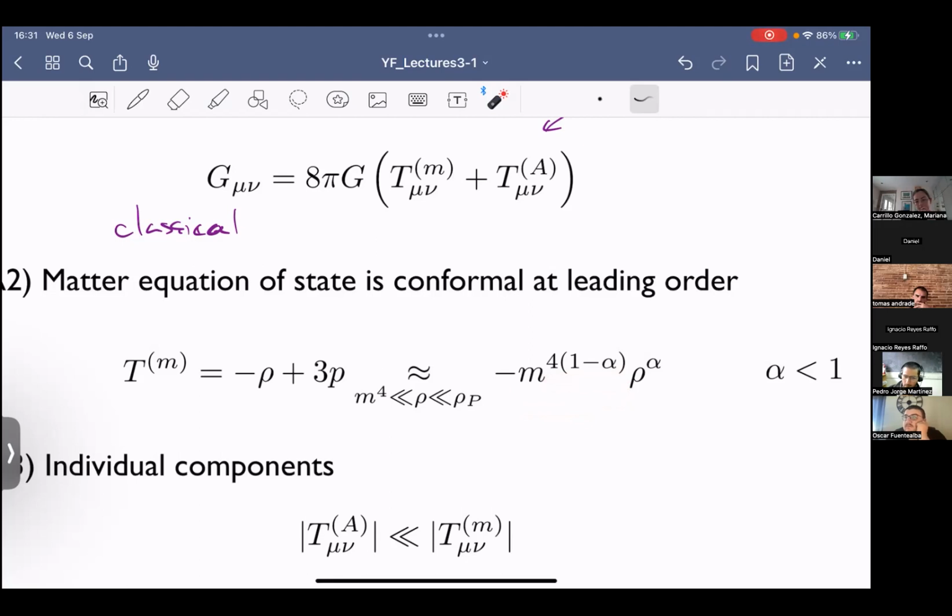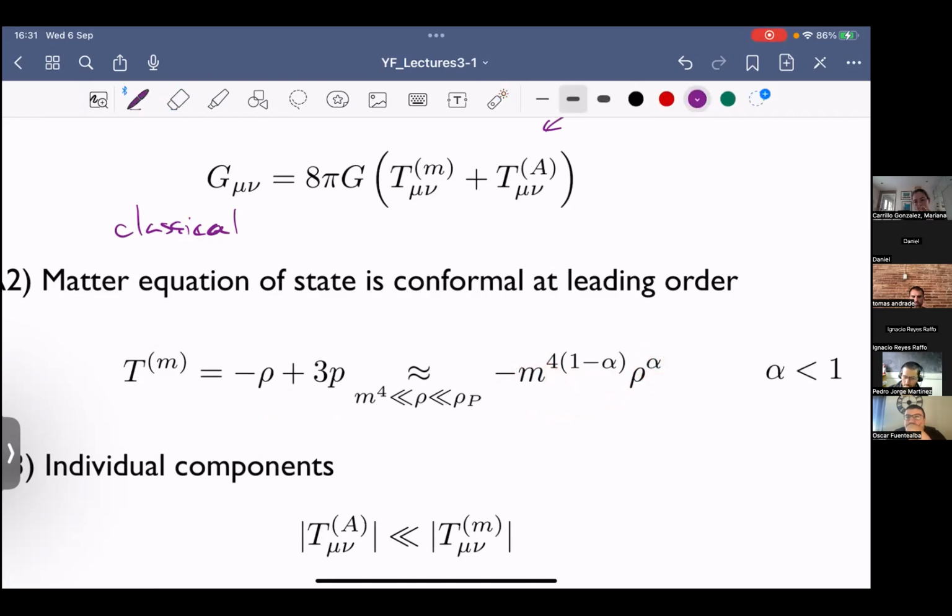So basically, you can choose any theory you want. Find its equation of state, so find the relation between rho and p, and take this difference at very high energies and see what the remaining term is, because the leading term is always going to cancel. Find what the next to leading order is, and from there you read m and you read alpha.